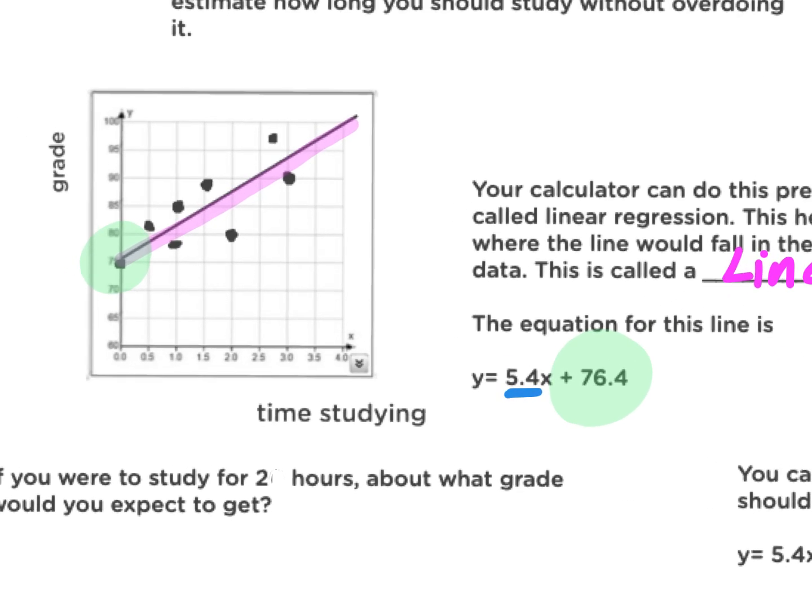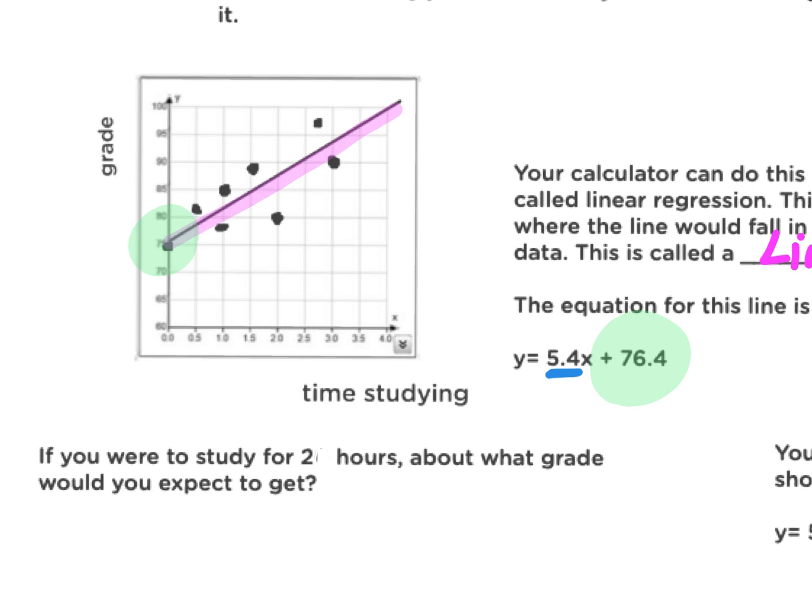So what that means is that for every hour that you study, so as your x increases, your score will likely go up by about 5.4 points. So as your time studying goes up, you go up about half of a letter grade. But what grade, according to this equation, would you get if you didn't study at all? A 76.4, right. That's what that y-intercept is about.